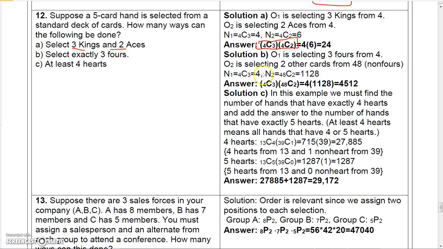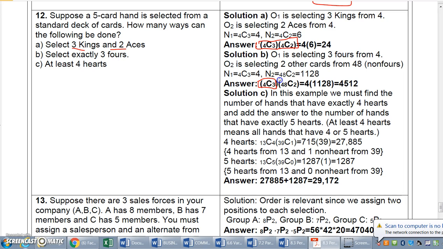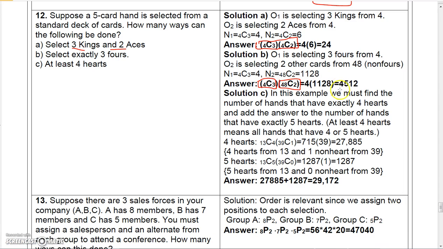Exactly 3 4s. Well, to get exactly 3 4s in a 5-card hand, out of the 4 4s, you have to choose 3. And out of the 48 cards that are not 4s, you have to choose 2. And so we have to multiply these 2 operations together to get the total number of hands that would have 3 4s and 2 cards that are not 4s.